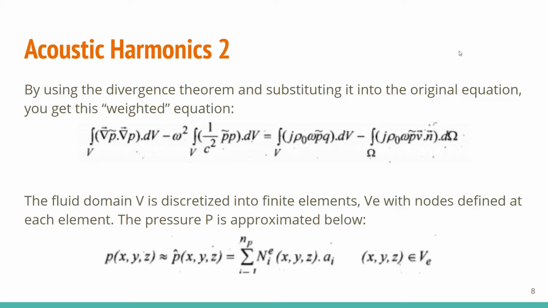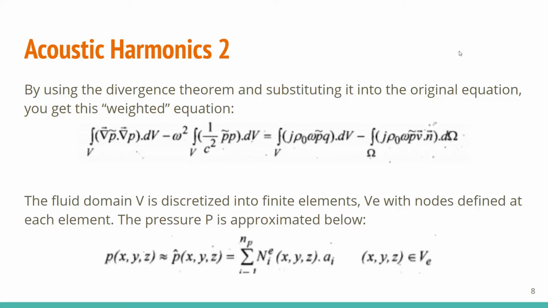So as you can see in the weighted equation, there are different terms. There's a stiffness term, a mass term, a term associated with the fluid boundary, and a term associated with the fluid volume. The fluid domain V is discretized then into finite elements V_e with nodes defined at each element. The pressure P is approximated below.